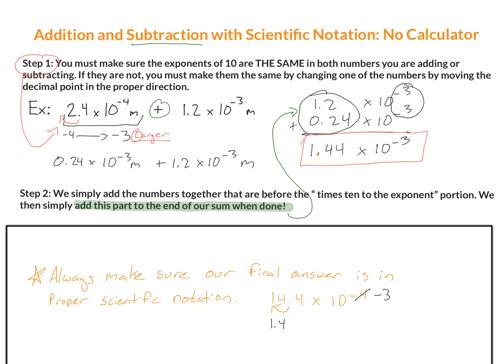1.44 times 10 to the negative 3. So that's what I mean by making sure that our final answer is in proper scientific notation. So if we end up doing our math and we get that, then just make sure you change it to this before reporting it as your final answer.